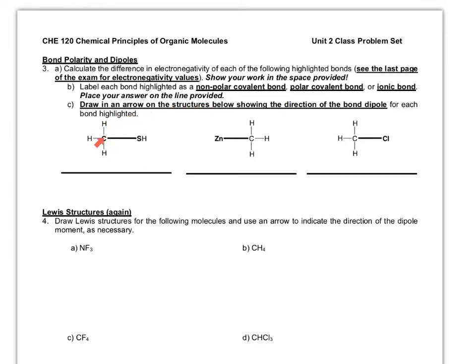So in our first case here, we've got a carbon and a sulfur. Our electronegativity values for carbon is 2.5, for sulfur it's 2.5, and the difference here is 0. So there is no difference in electronegativity for those two, so this would be a nonpolar covalent bond.